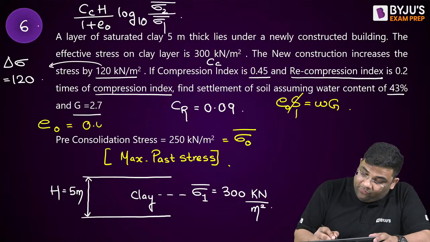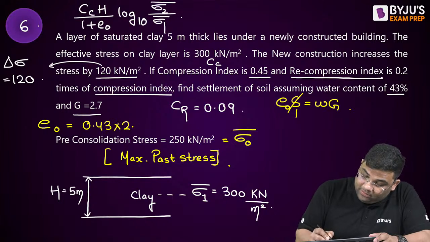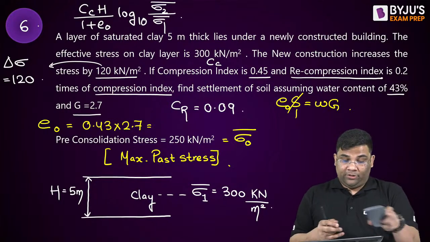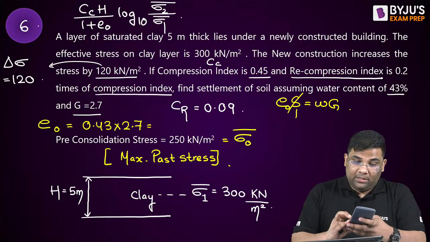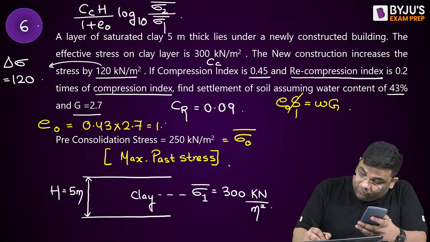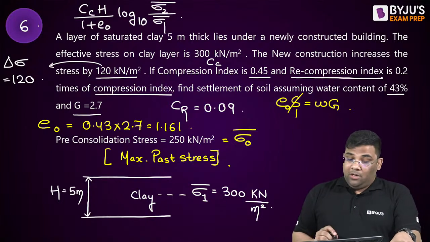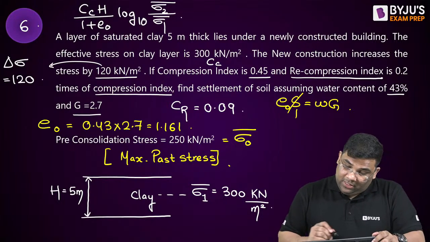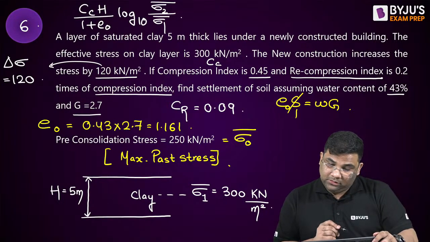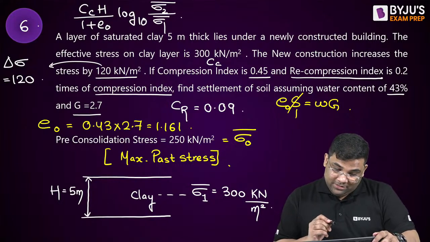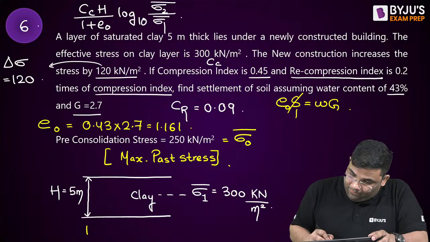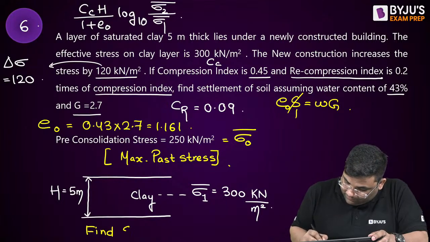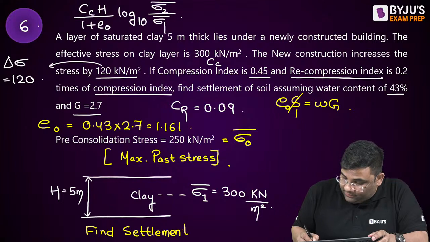Water content is given 0.43 and G is 2.7. So I'll get the initial void ratio e naught as 2.7 into 0.43. So that is how much? 1.161. Okay, solve. Now see, they have asked the answer in what? Okay, nothing is mentioned. Here the question is to find settlement in centimeter. So use H in centimeter. Okay, give me the answer.